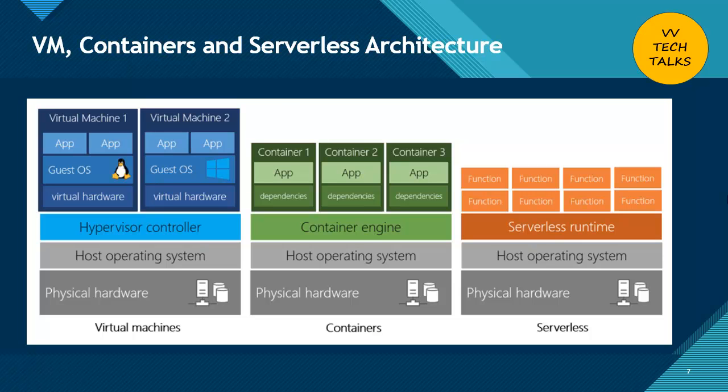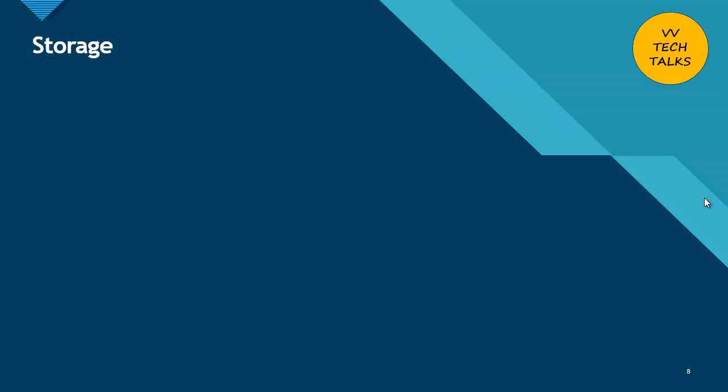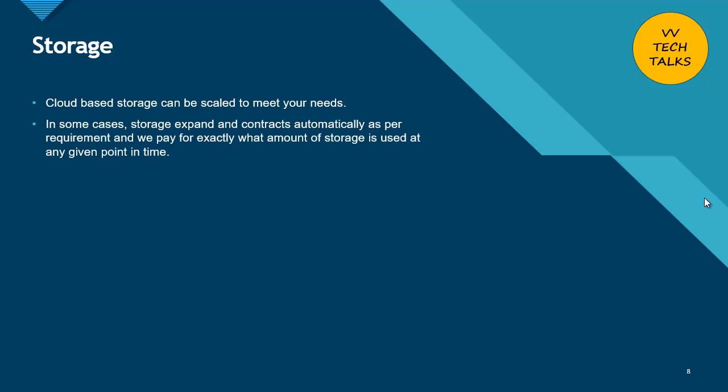So let's go ahead. Let's talk about the storage part. Cloud-based storage can be scaled to meet your needs. The public cloud service provider can provide us unlimited storage depending upon whatever our needs are, and it can be scaled. In some cases, storage expands and contracts automatically. So the cloud provider can provide us a facility where our storage expands and contracts automatically, depending upon our load or as per our requirement. And we pay for exactly the amount of storage used at any particular point in time.